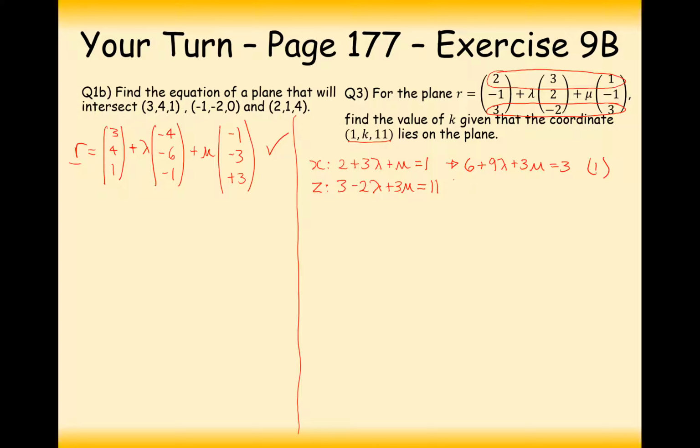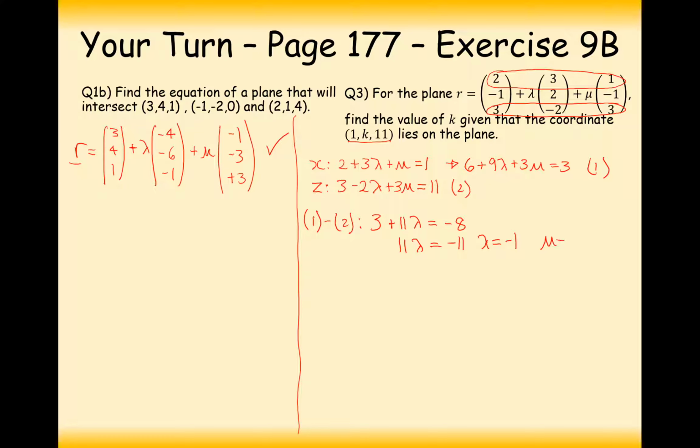Call this equation 1, call this equation 2, and do equation 1 take away equation 2. And what I've got nicely lined up here is the same value of mu's are in both equations. So 1 take away 2, 6 take away 3, that's 3. 9 lambda take away minus 2 lambda, that would be plus 11 lambda. 3 mu take away 3 mu, that would just be 0. And 3 take away 11 will give us minus 8. Taking away 3 onto the other side, I get minus 11. So lambda in this case is minus 1.